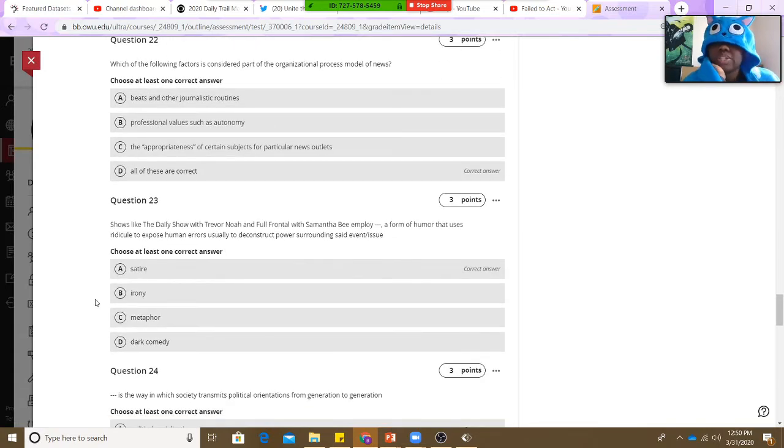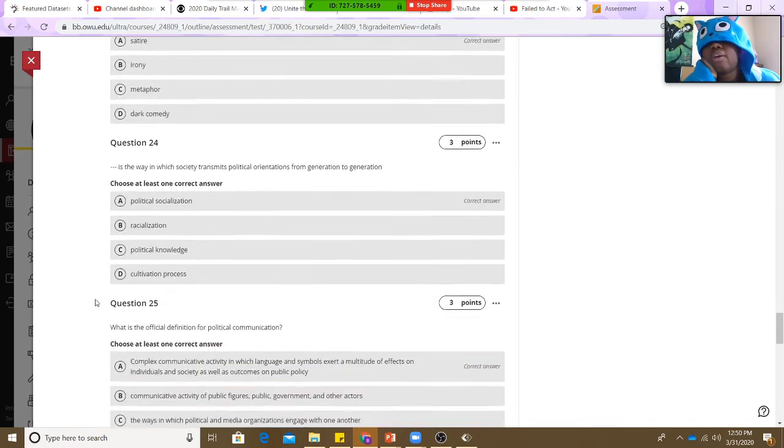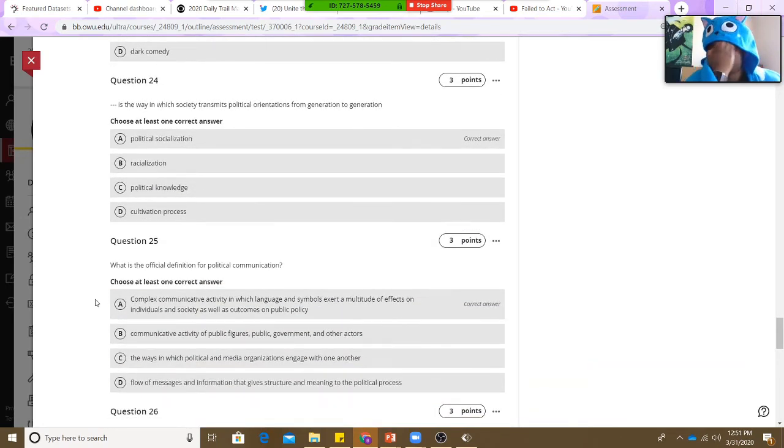23, shows like The Daily Show and Full Frontal employ blank, a form of humor that uses ridicule to expose human errors, usually to deconstruct power surrounding said event or issue. That is A, satire. 24, blank is the way in which society transmits political orientations from generation to generation. That is A, political socialization, and we'll talk more about that Thursday.